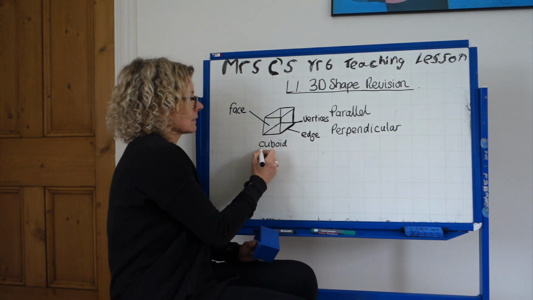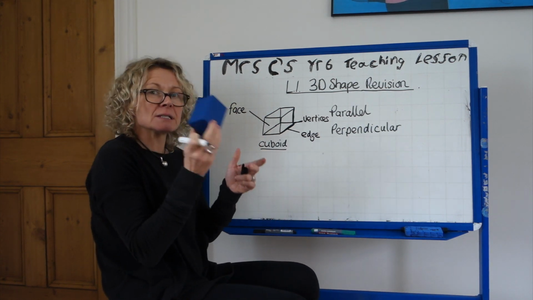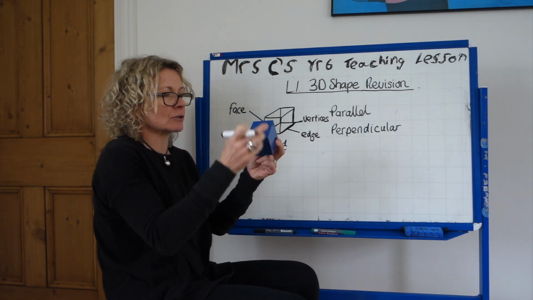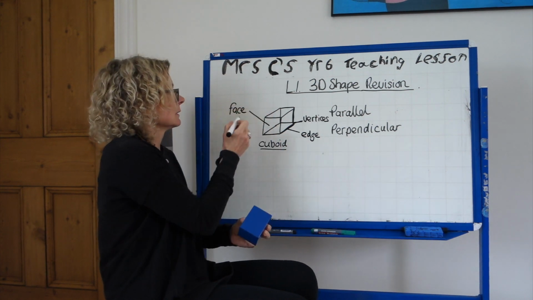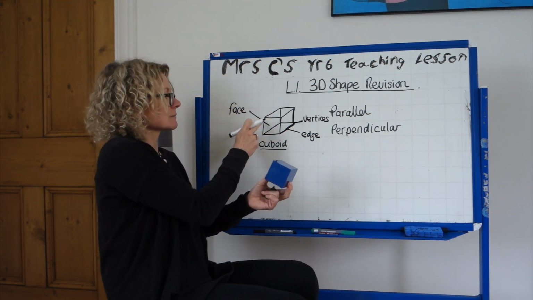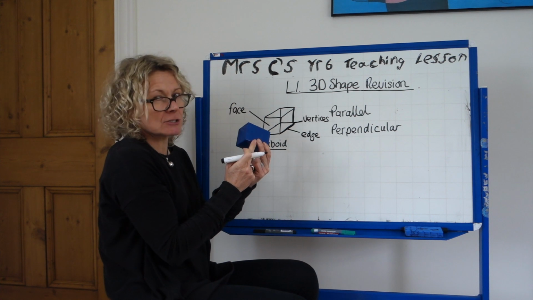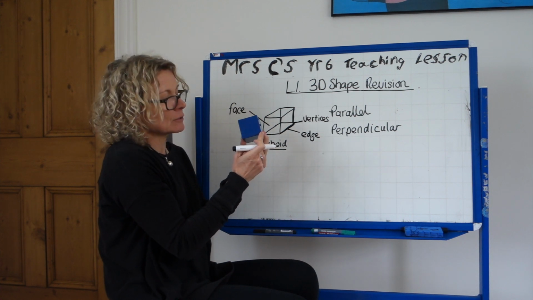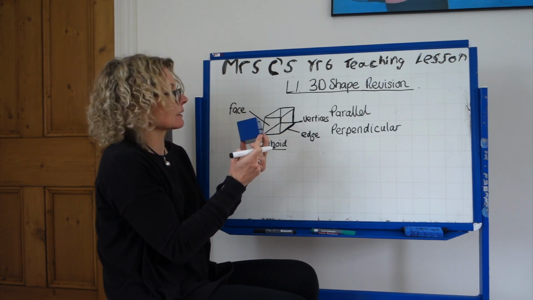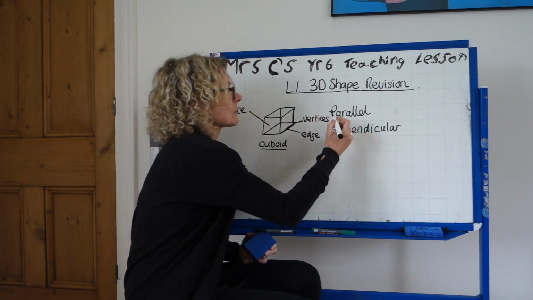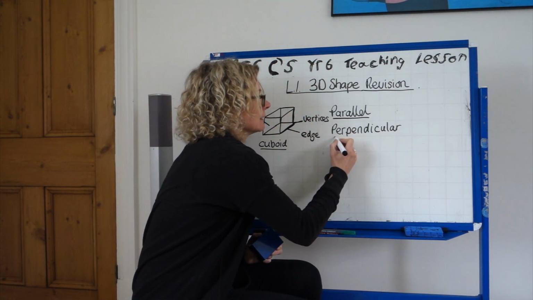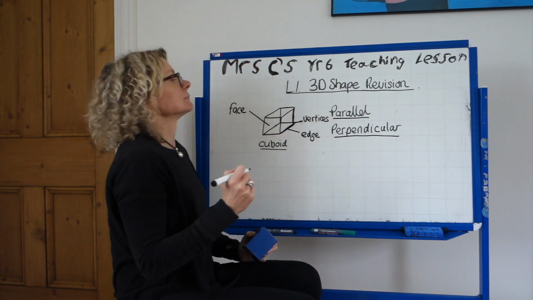So, cuboid, a 3D shape, three-dimensional with a volume in the middle. Face, edge, pointy bit, vertices. Okay? Right, so I've also got written on the board parallel and perpendicular.